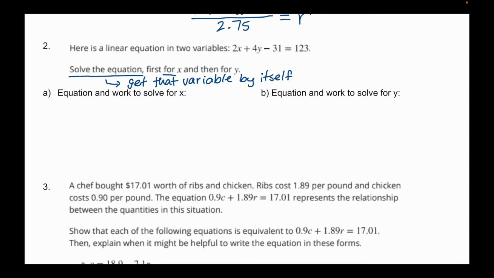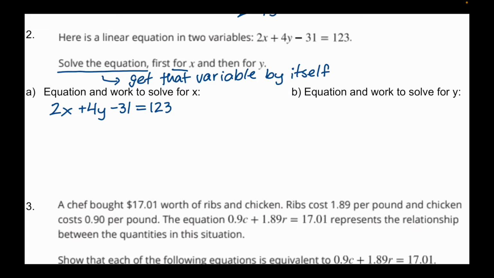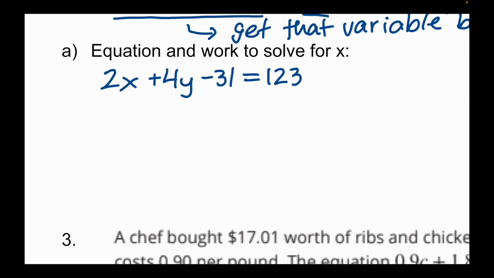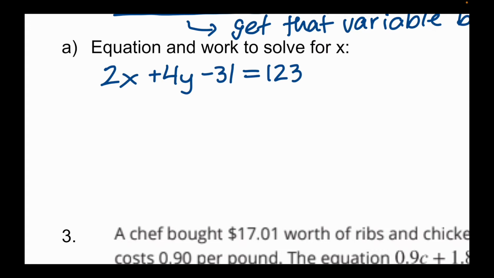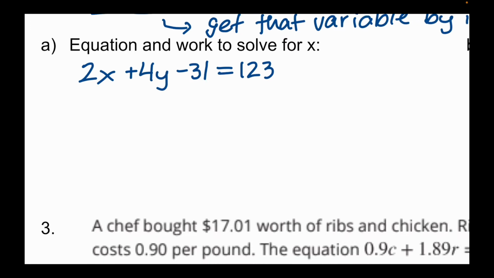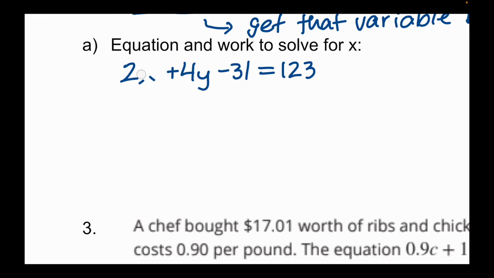So I'm going to start each of these by just writing out my original equation, 2x plus 4y minus 31 equals 123. And this is the side where they're asking me to show my work to solve for x. So if I'm solving for x, that means I am working on getting this piece here all by itself. So I'm going to try to move everything else away or undo everything else on this side. So that includes the 2, the positive 4y, and the negative 31.